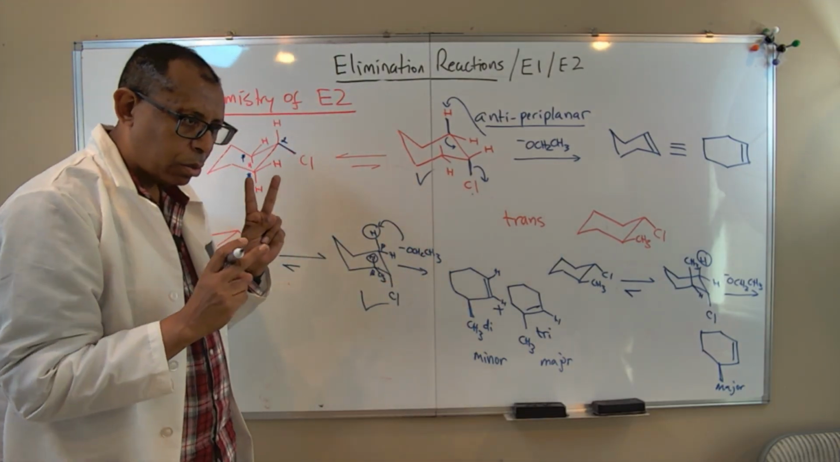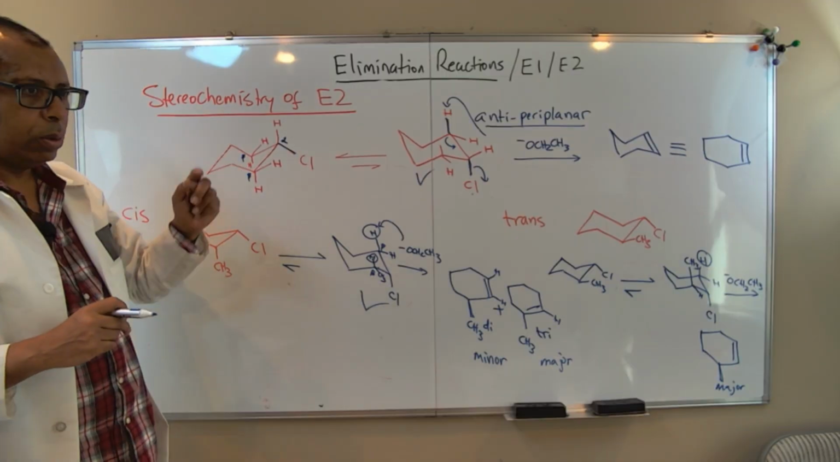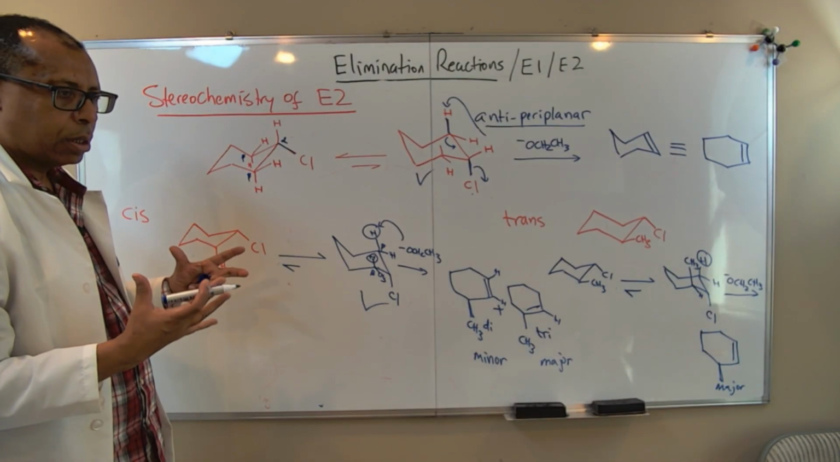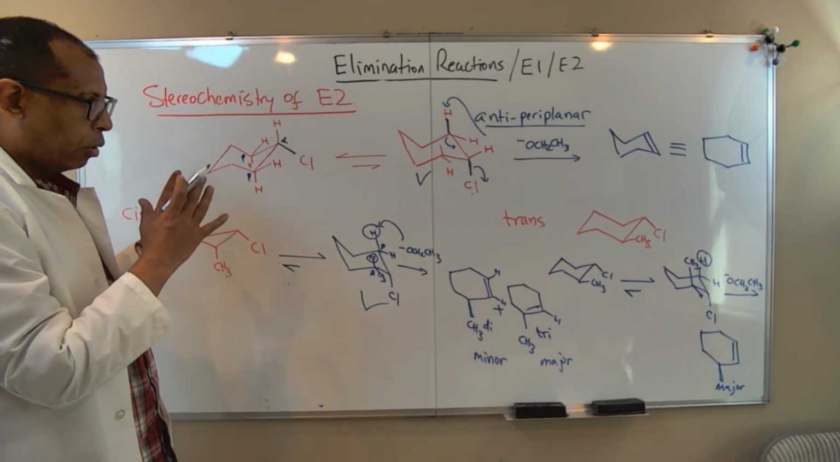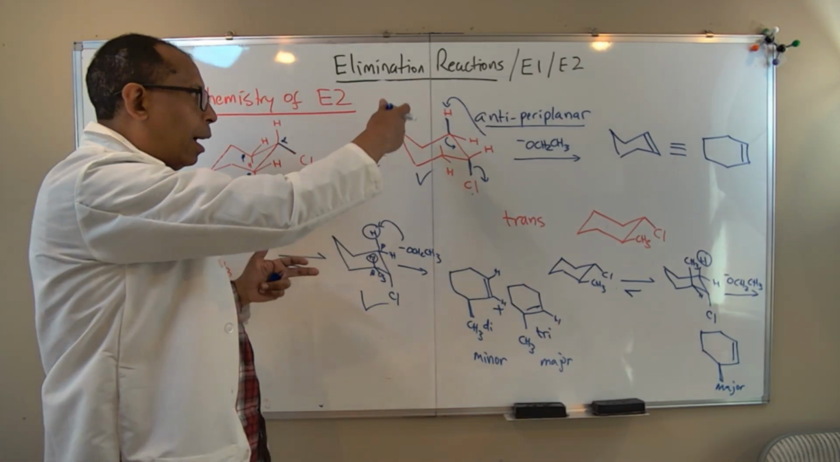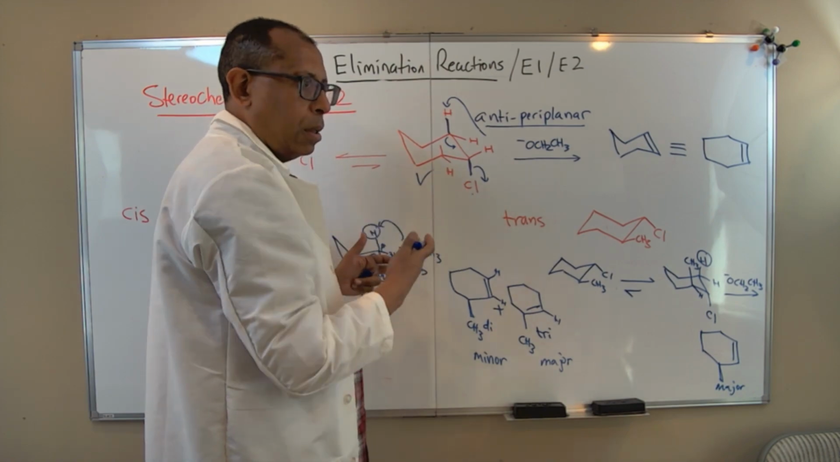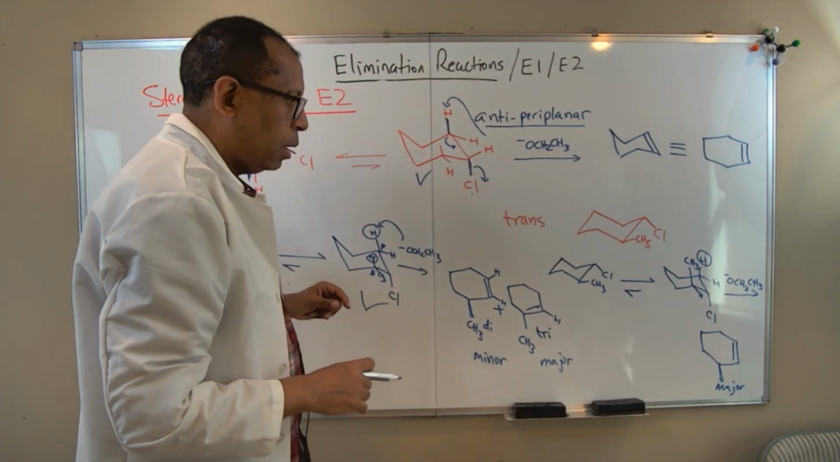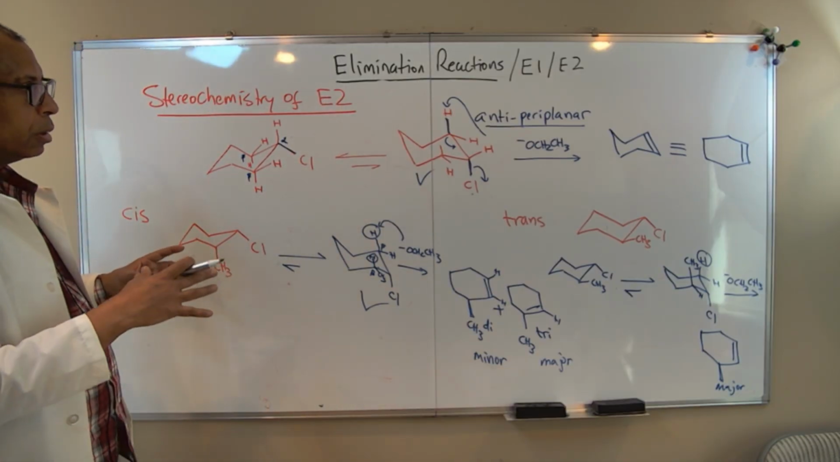So there are 2 points you have to consider when you do an E2 reaction. The E2 reaction is a single step reaction. That's why you have only one antiperiplanar arrangement that could give a product. So we'll continue to the next step.